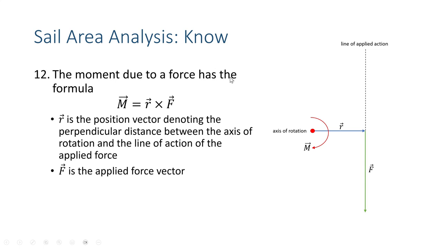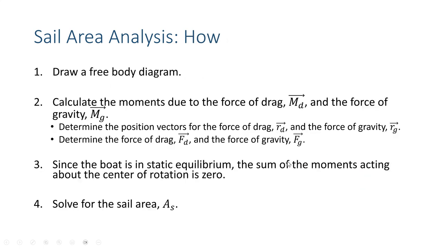The moment due to the force has this formula. Our moment equals R cross F, but again, because it's perpendicular, we can say our R times our F. And the F is the applied force vector, and R is the position vector denoting the perpendicular distance between the axis of rotation and the line of action. So again, here's our line of action, and this is our axis of rotation, and so our force times our distance gives us our moment. So we know that equation.